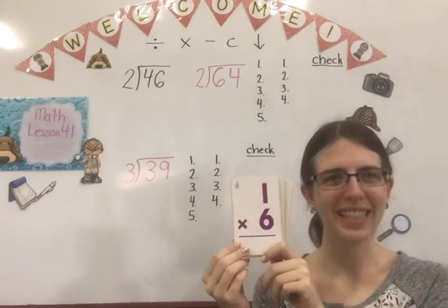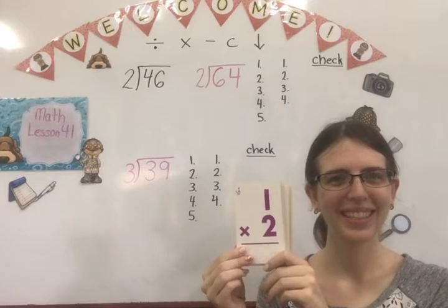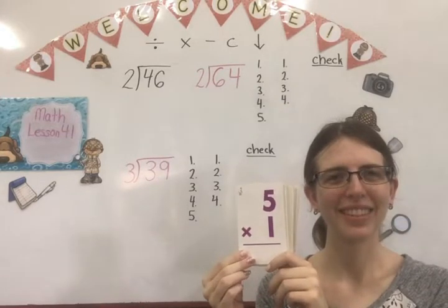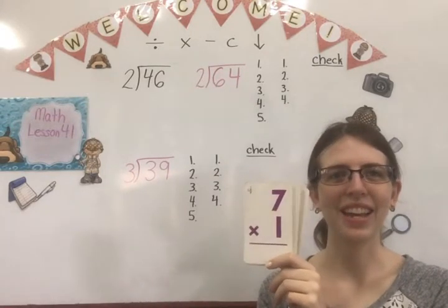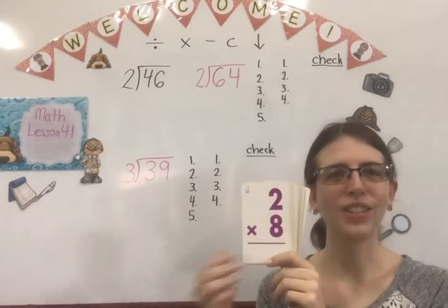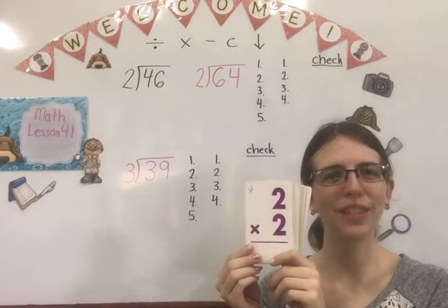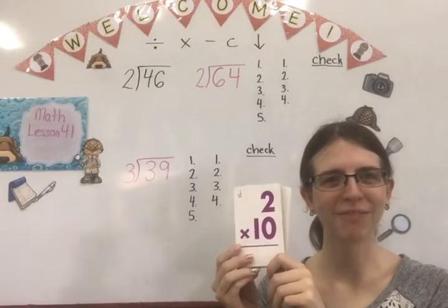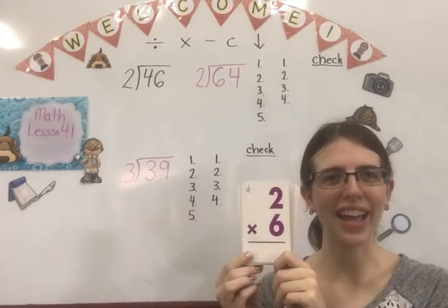1 times 6 is 6. 1 times 2 is 2. 5 times 1 is 5. 2 times 5 is 10. 7 times 1 is 7. 2 times 8 is 16. 2 times 2 is 4. 2 times 10 is what, Amy? 20. 2 times 6 is what, Ariel? 12.